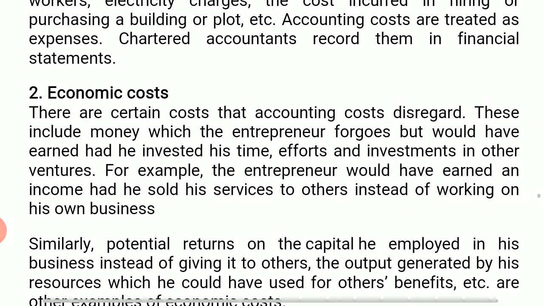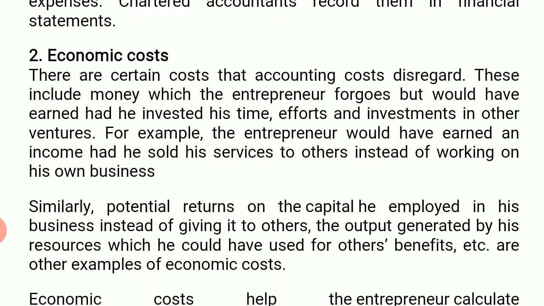Now the next one is what is economic cost. There are certain costs that accounting costs disregard. These include money which the entrepreneur forgoes but would have earned had he invested his time, effort and investment in another venture. For example, the entrepreneur would have earned an income had he sold his services to others instead of working on his own business. Economic costs also include implicit cost and explicit cost.